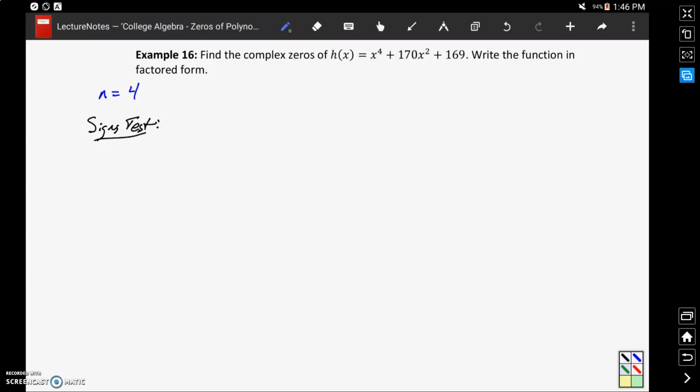From there, we can look at applying the signs test. Looking at the original function, we see no sign changes, so we would expect 0 positive real zeros. And if we evaluate h of negative x, we'll get x to the fourth plus 170 x squared plus 169. We see no sign changes, so we still get, in this case, 0 negative real zeros.